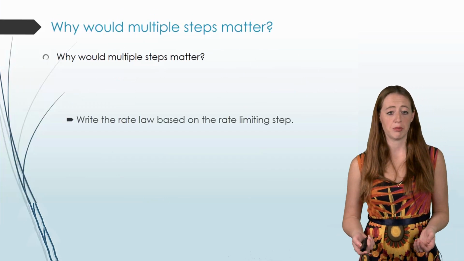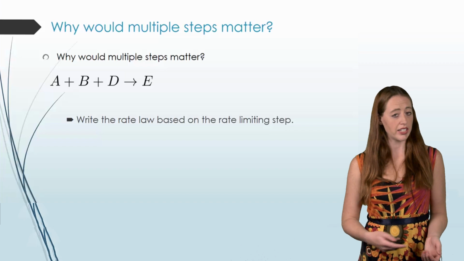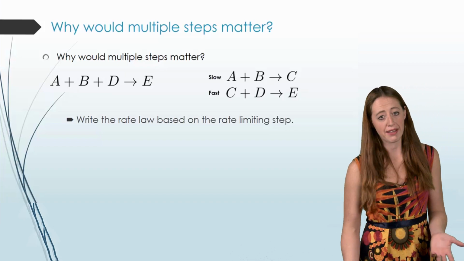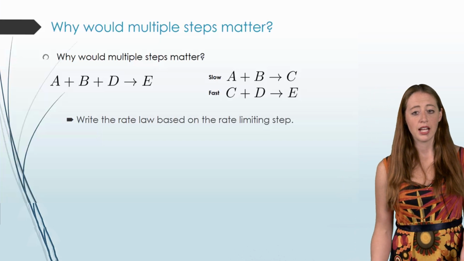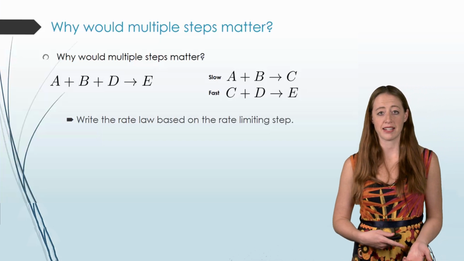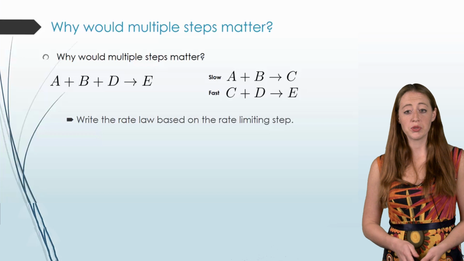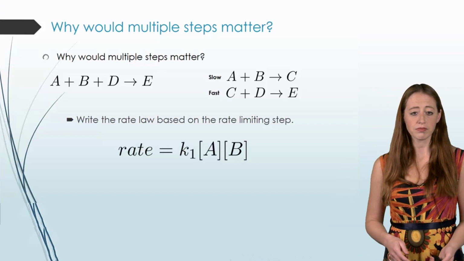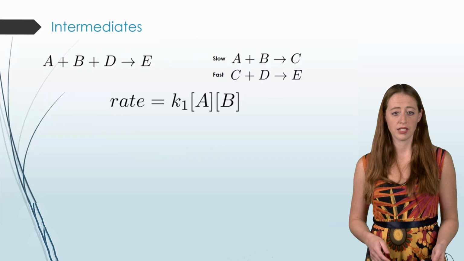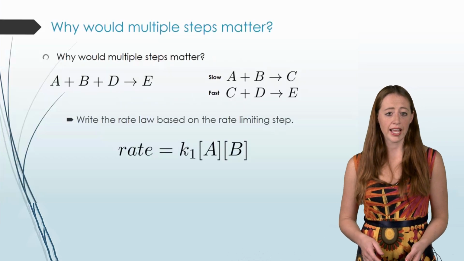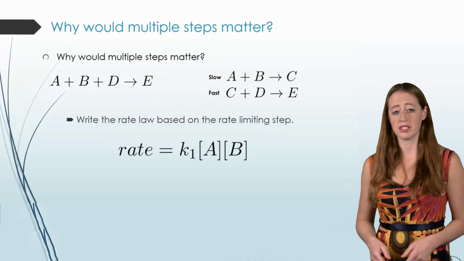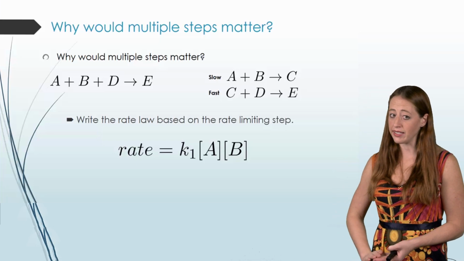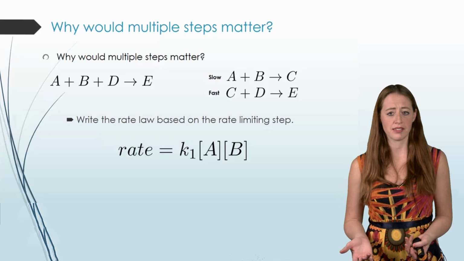So why would these multiple steps matter? Let's look at our initial example again. We have our slow step going first, and then we have our fast step going second. And let's write our rate law based on this. We'll use our stoichiometric coefficients here. Now, if you wrote this based on the whole reaction, if you used A and B and D, it wouldn't look the same as this.